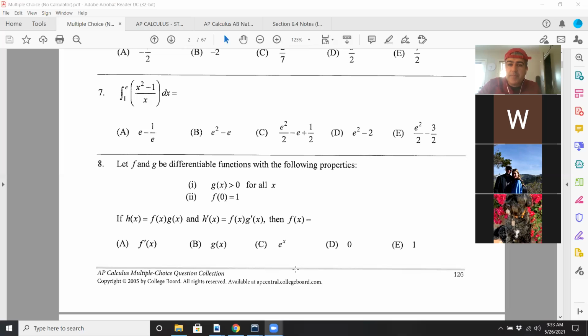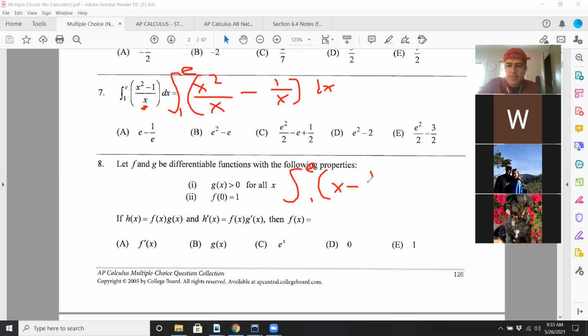Okay, let's talk about 7. Now for 7, I'll get a little creative here. Connor would probably be a little more well-equipped for this one. Will and Julia are still learning about integrals, but since you have a single term in the denominator, I would decompose this fraction like that. That's going to make your life much easier. And then I would simplify what's inside, which is x minus 1 over x.